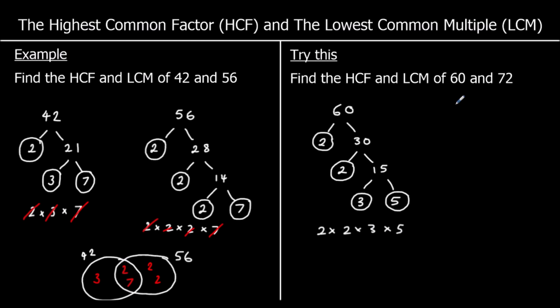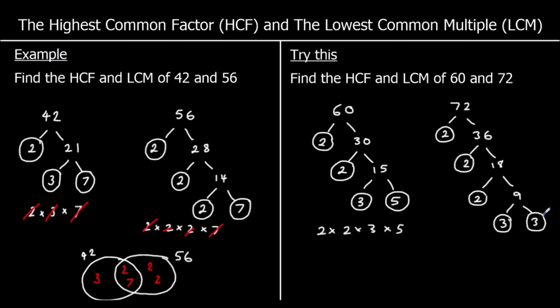And 72 is 2 times 36. 36 is 2 18s. 18 is 2 9s. And 9 is 3 times 3. So 72 is 2 times 2 times 2 times 3 times 3.